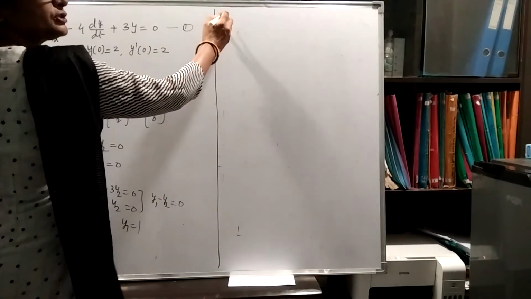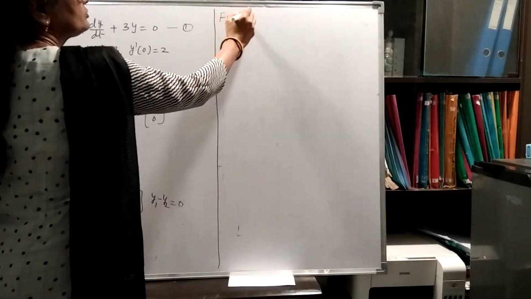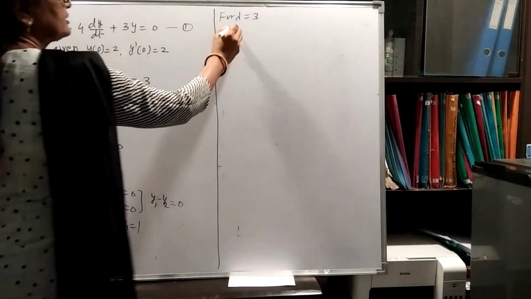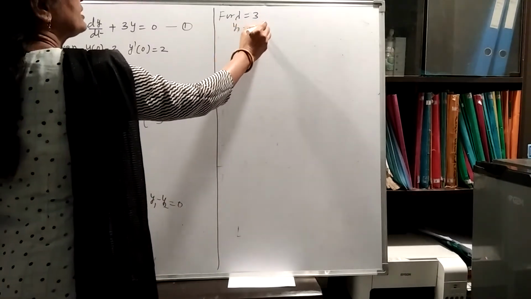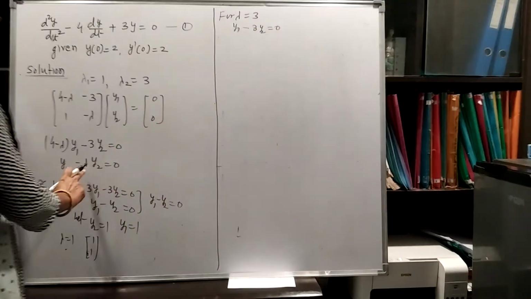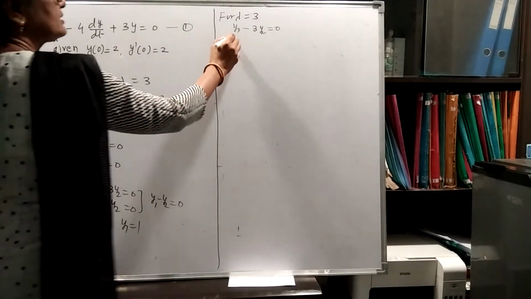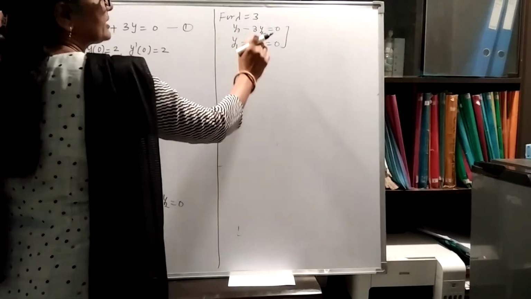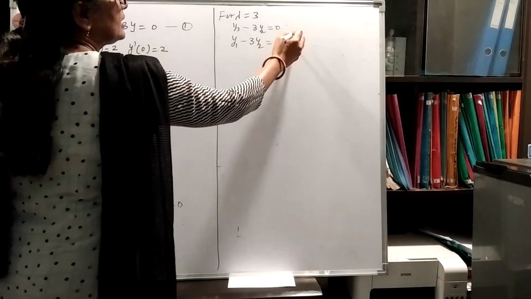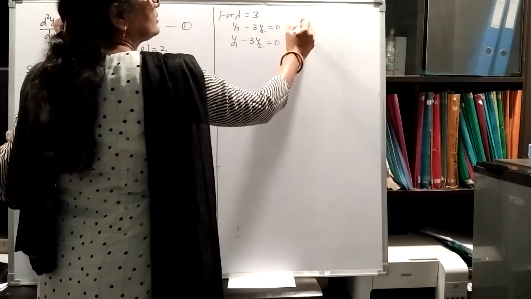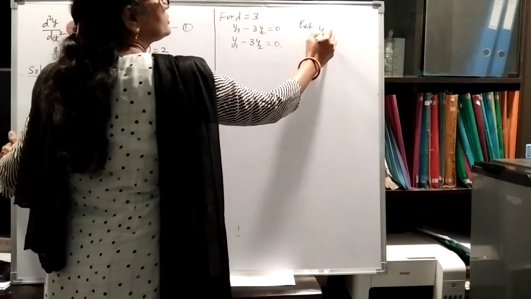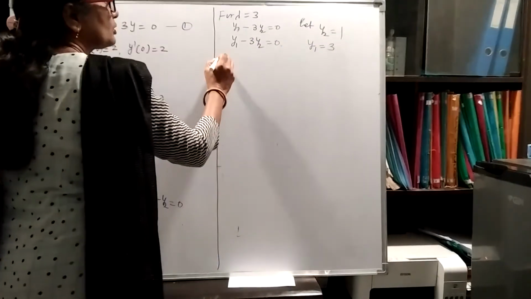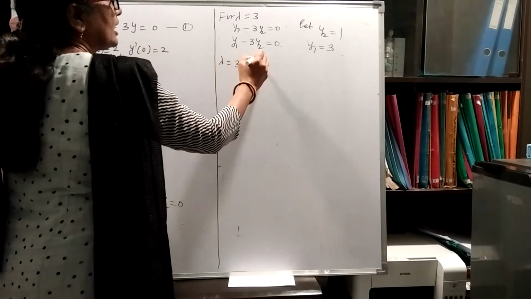So for lambda is equal to 3, we will put lambda is equal to 3 here. So 4 minus 3, 1, that is y1 minus 3y2 is equal to 0, and here we put the value of lambda 3, so y1 minus 3y2 is equal to 0. So both the equations are same, so let y2 is equal to 1, then how much will y1 be? 3.